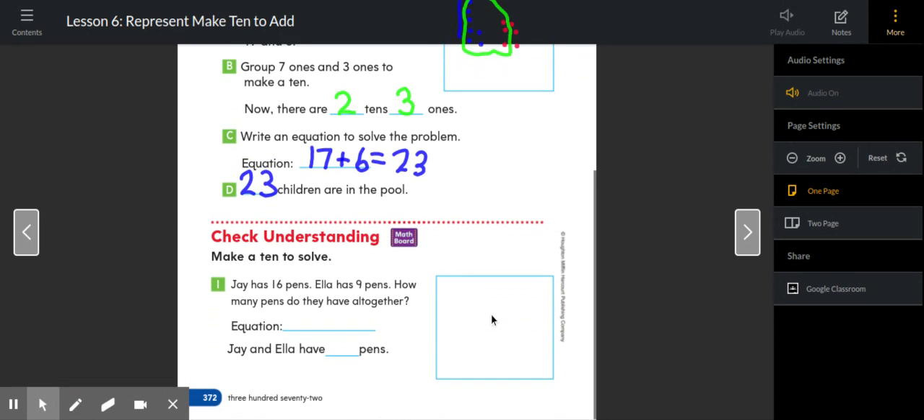At the bottom, I want you to check understanding with this problem. Make a 10 to solve. Jay has 16 pens. Ella has 9 pens. How many pens do they have all together?